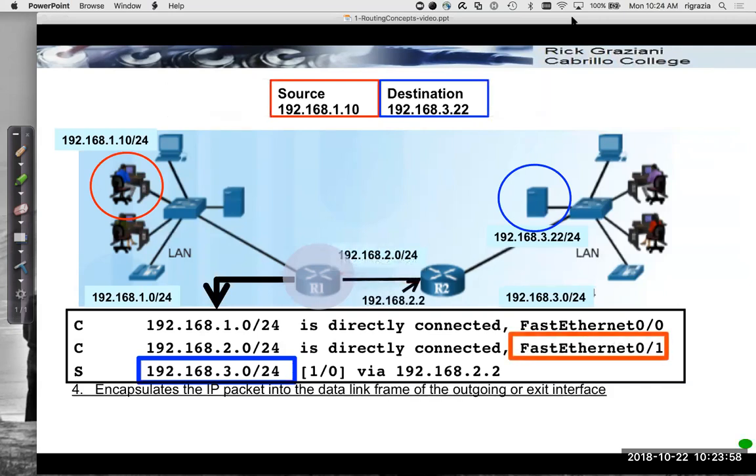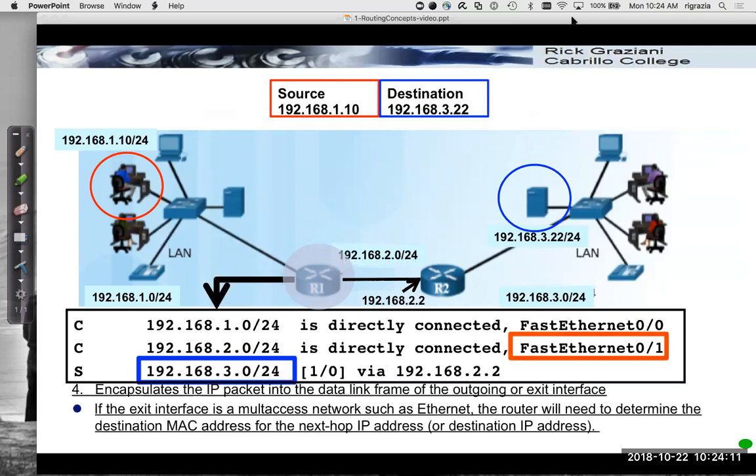But what if this was an Ethernet network connecting R1 and R2? Let's talk about that. Let's say between R1 and R2 there's actually an Ethernet network. If the exit interface is a multi-access network, such as Ethernet, the router is going to need to determine what the destination MAC address is for either the next hop IP address or the destination IP address. So it's going to encapsulate it in an Ethernet frame in this topology here. So what is that destination MAC address?